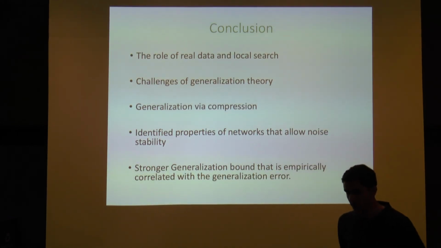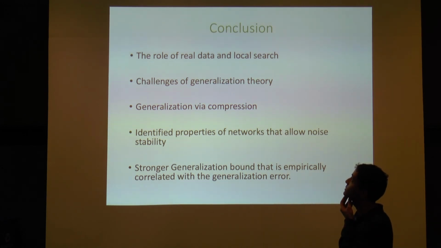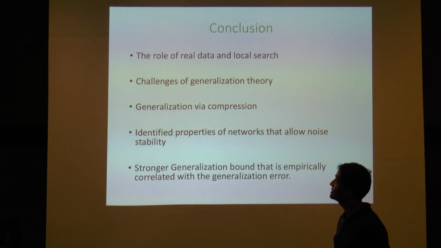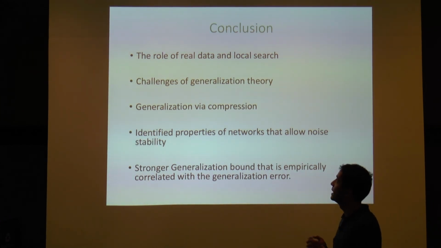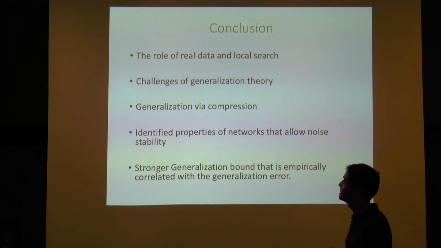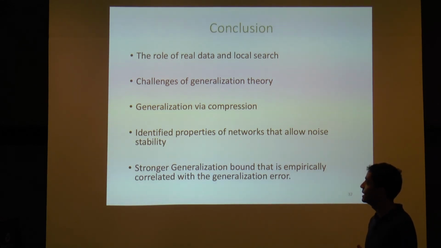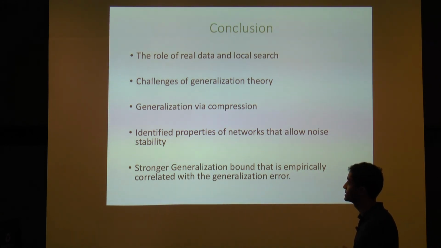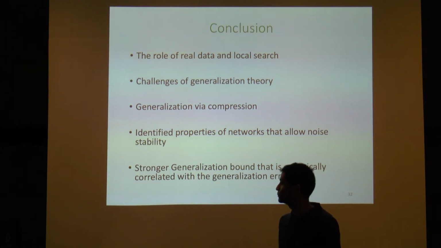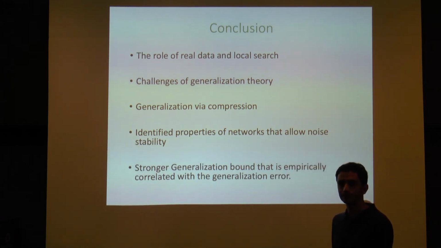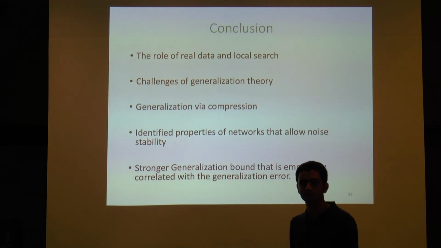Okay, so I think we discussed a little bit that real data and local search have a central role in generalization, and you have to care more about them, even though it gets messy when you look at these things. We talked about some of the challenges of generalization, and then we looked at generalization via compression. We showed that you can actually find properties of networks trained on real data that allow noise stability, and then it gives you generalization bounds that are stronger than previous ones. We still have a long way to go to capture the actual properties we care about, but this was some improvement. Thank you.